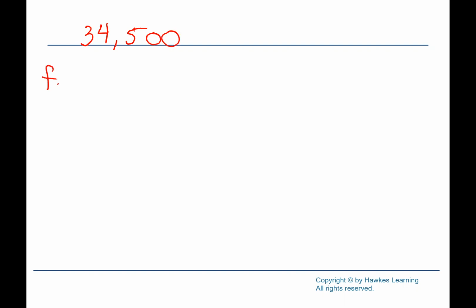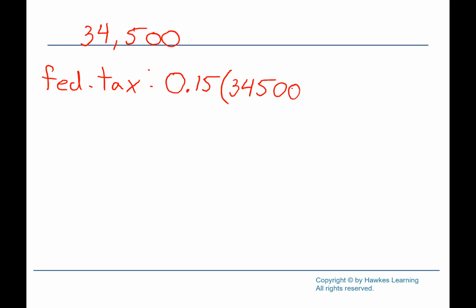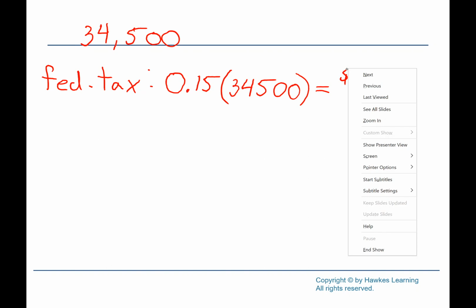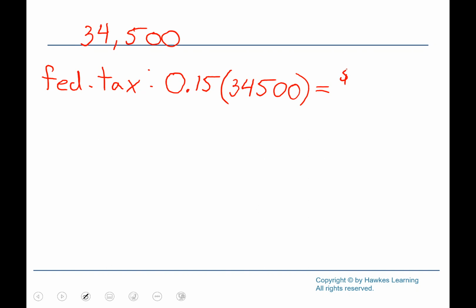So let's see, first one we want is federal tax. It was 15%, so 0.15 times 34,500. Let's see there. That is $5,175.